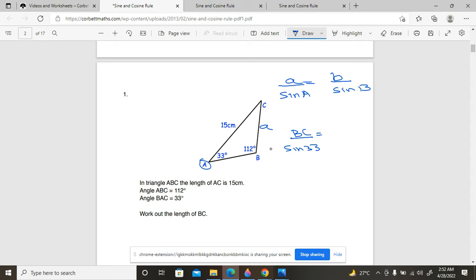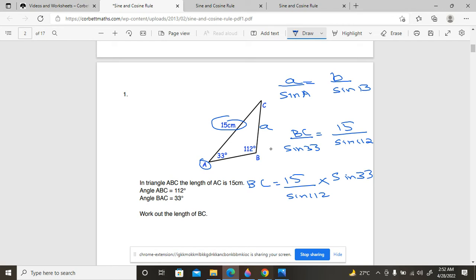equals, now the length of small b is 15. So 15 divided by sine of 112. Now we are finding the side, so BC is here. Now this is in division, so it will go there as a multiplication. So write the fraction 15 divided by sine 112, multiplied by sine 33.